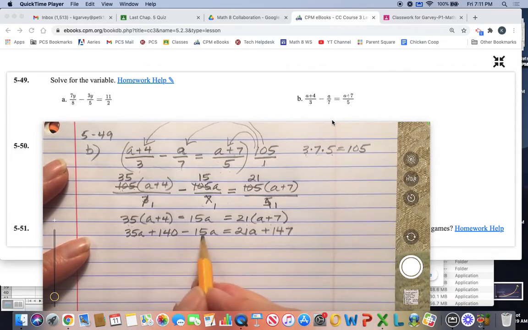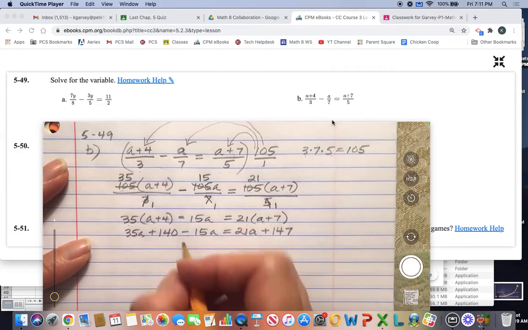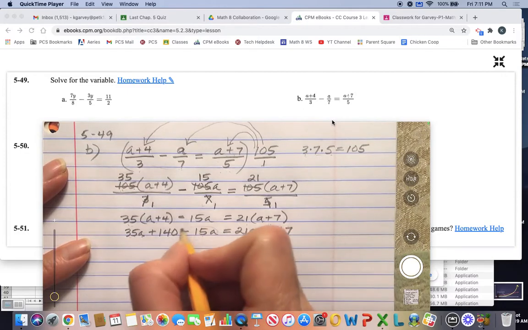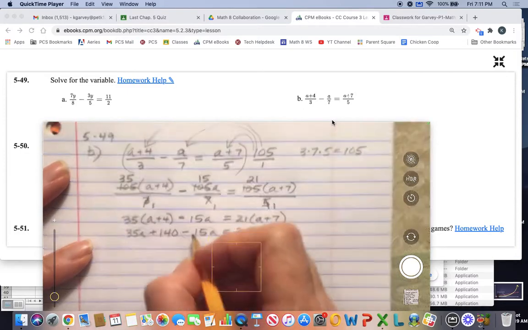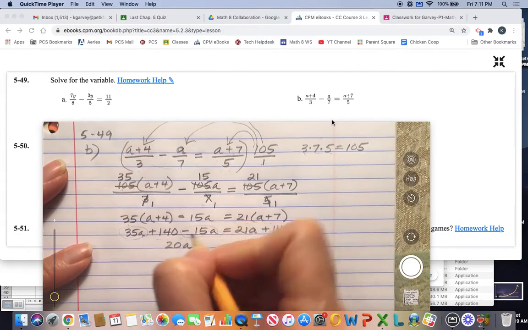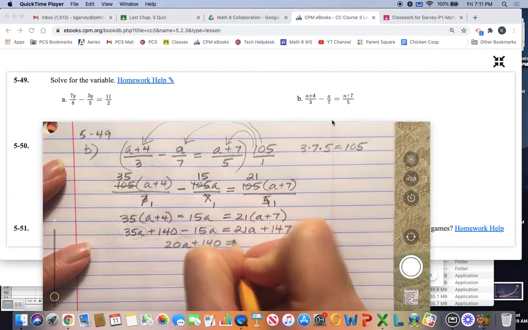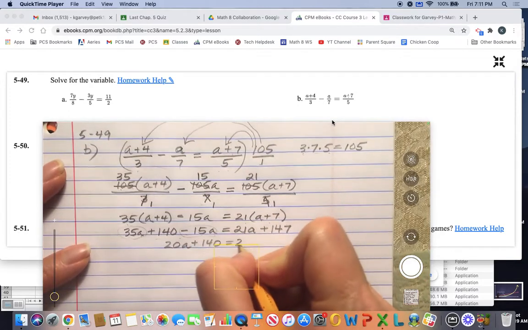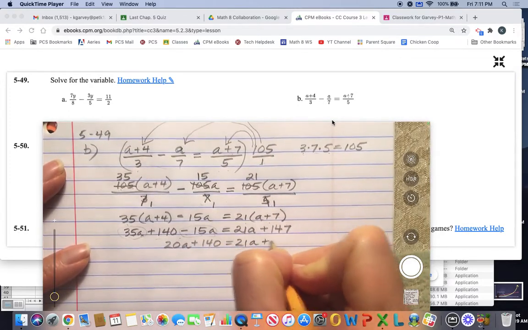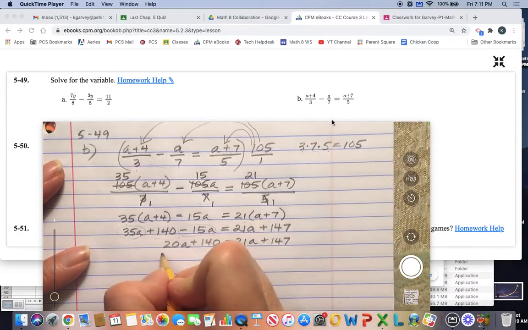So first we're going to combine like terms on this side. There's a 35A and a negative 15A. So if I add these two together, it will be 20A, and we still have the 140, so plus 140 is equal to 21A plus 147.